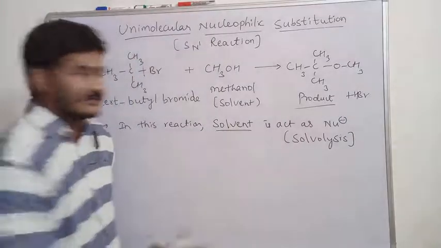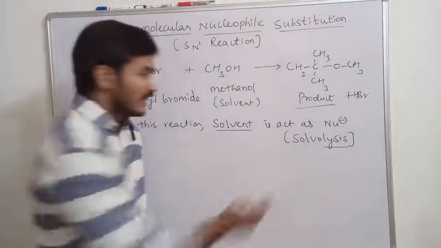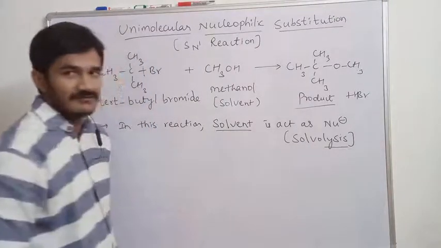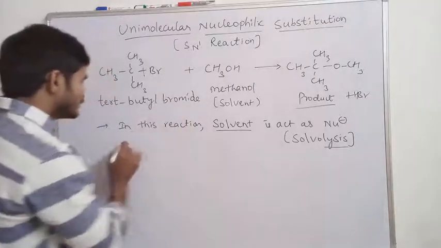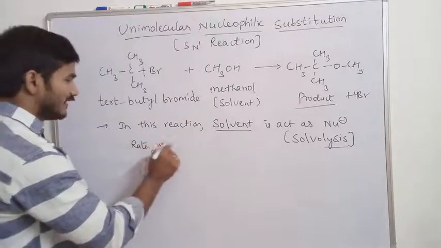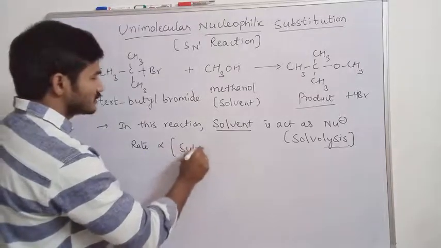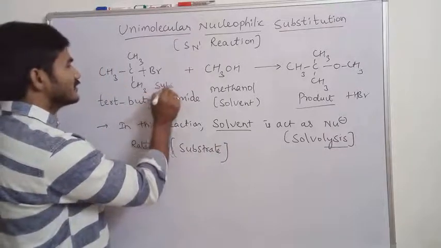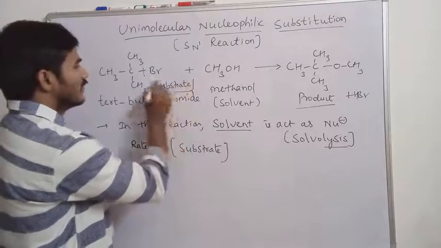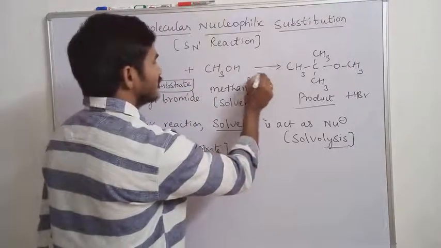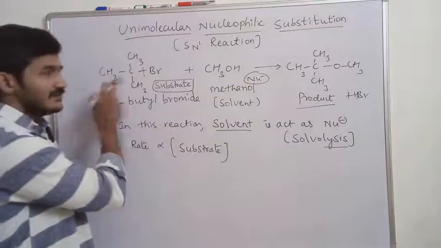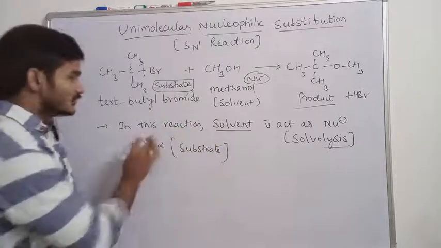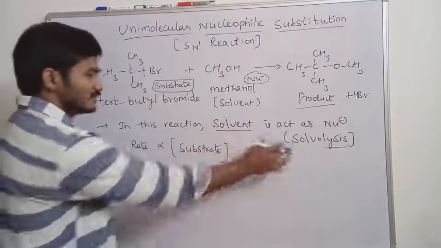The meaning of solvolysis: lysis means breakage and solvo means solvent. The bond is breaking in the presence of solvent. That is said to be solvolysis. If you observe the rate of this reaction, the rate is directly proportional to the concentration of the substrate. Here the substrate is tertiary butyl bromide. This I will take as the substrate. And the solvent itself acts as the nucleophile, that is methanol here, and we get the product. So in this reaction, the solvent itself acts as nucleophile. That is said to be solvolysis.